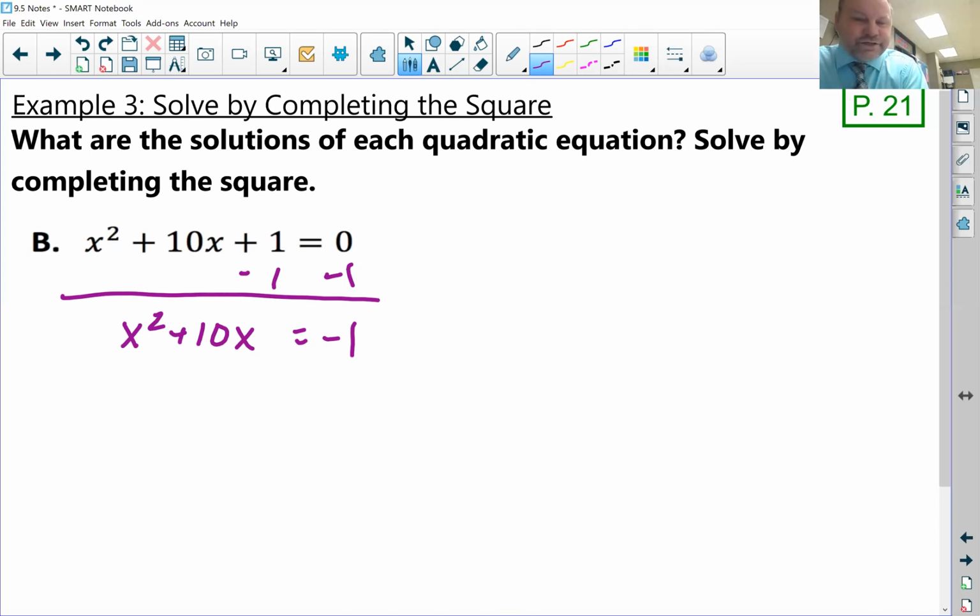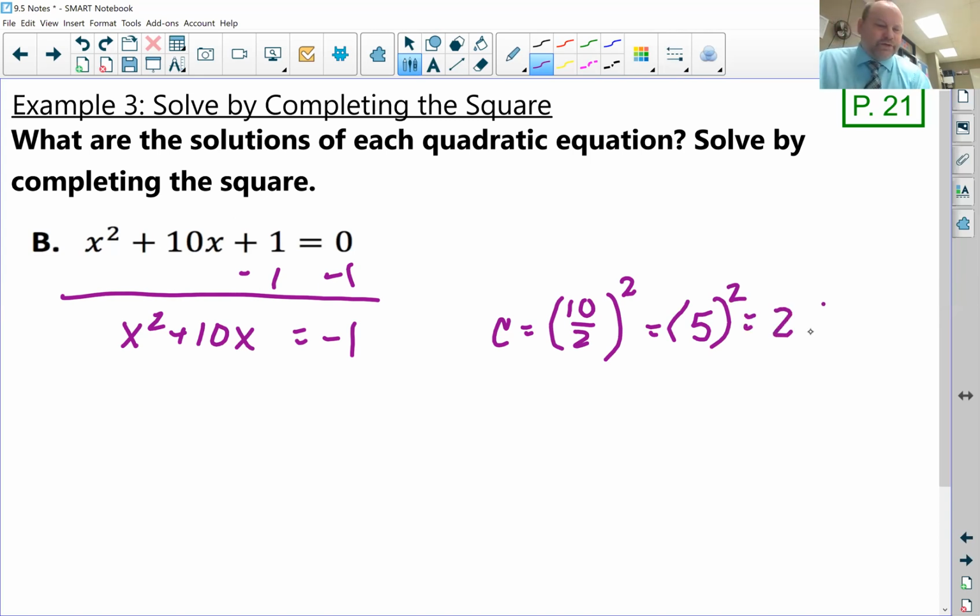Find our value for c. It's going to be 10 divided by 2, so the coefficient, the number in front of the x, divided by 2, squared. 10 divided by 2 is 5. So we have 5 squared. And that would be 25. So we add 25 to both sides.